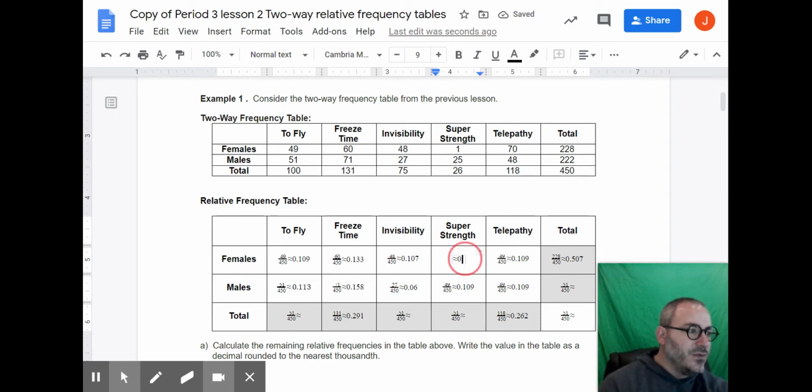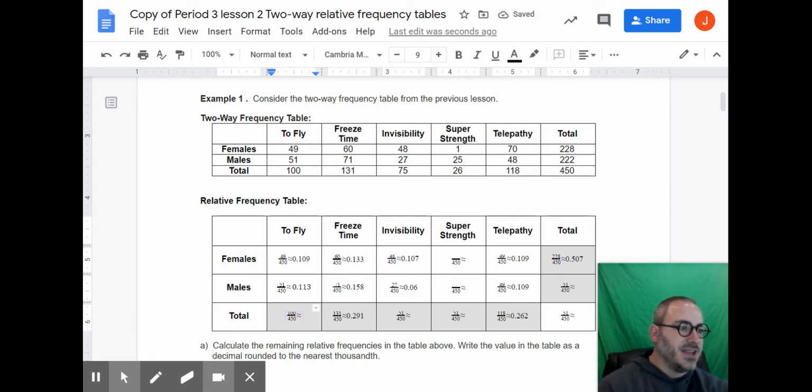Okay, so we've done a few of these now. And there we go, I like that better. We've done a few of these now, and before I start thinking, let's do some of these marginals, right? The marginals are going to be pretty similar to what we've done so far. I want to find the relative frequency of just students, males and females, that wanted to fly. So there were 100 total respondents that wanted to fly. That includes males and females. And so I put a 100 in here.